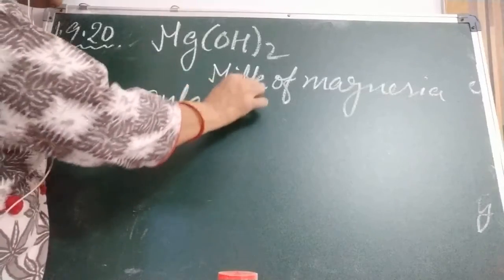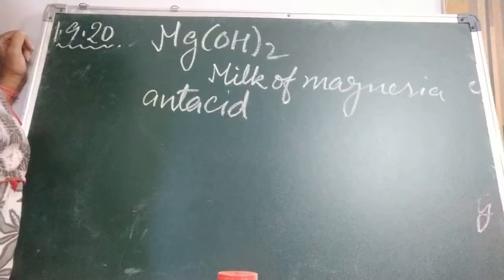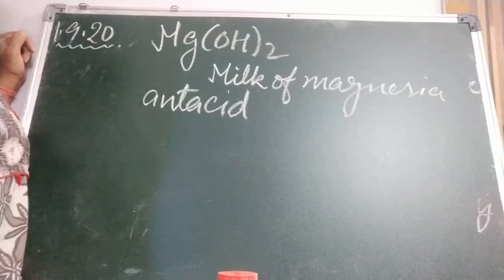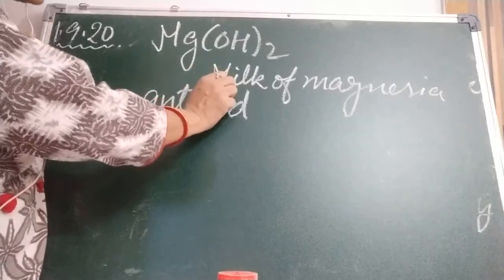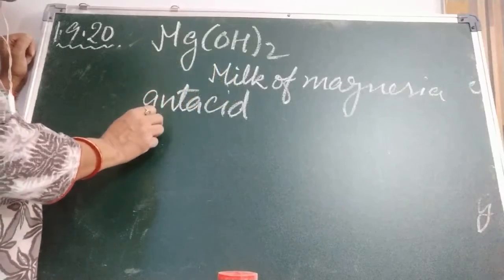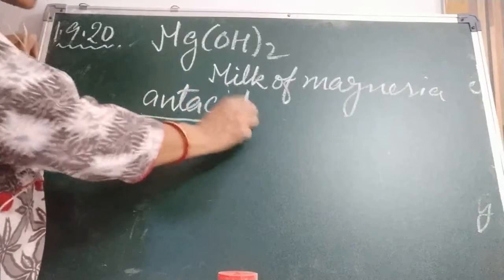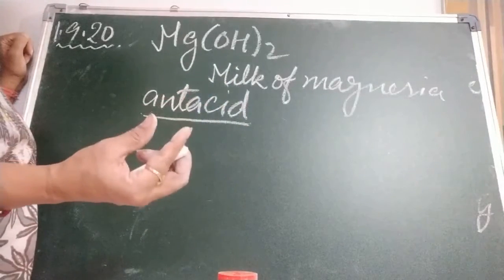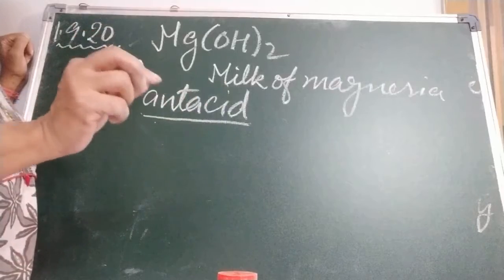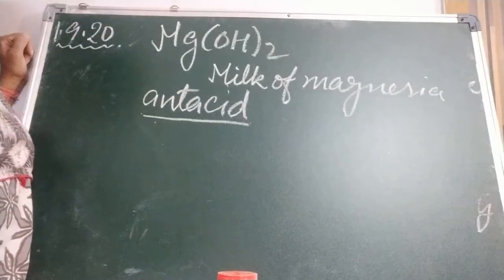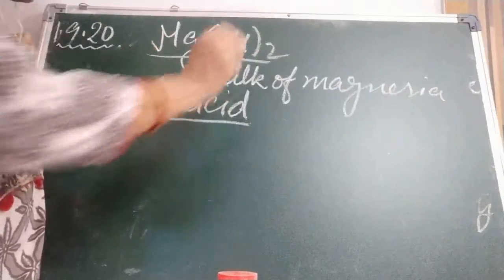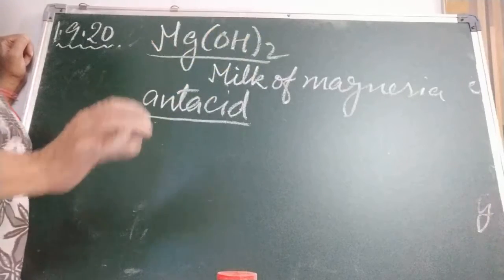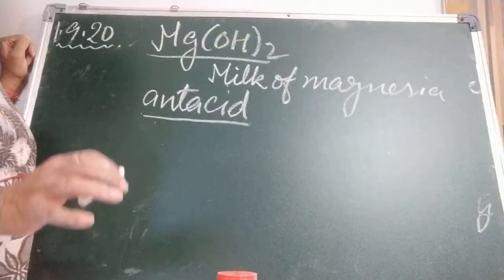Children, when we have acidity in our stomach and a burning sensation in our throat, we take this milk of magnesia, and it comes under the name of antacid. Ask your parents, they will show you the tablet of antacid. Inside it the powder filled is magnesium hydroxide. It has the same function, it neutralizes the action of acid.